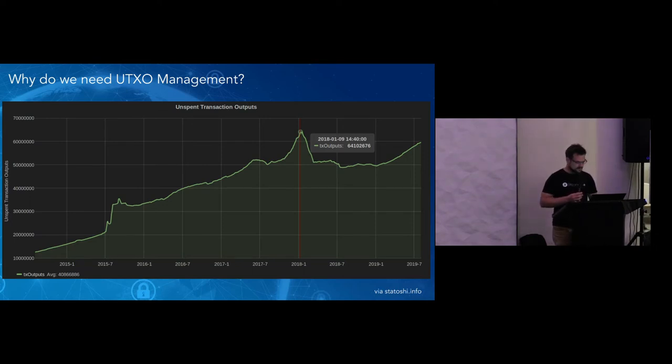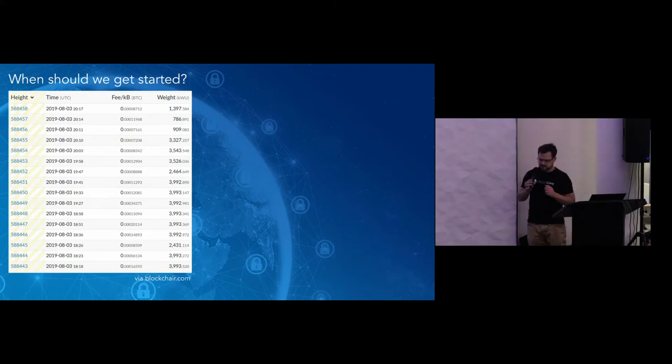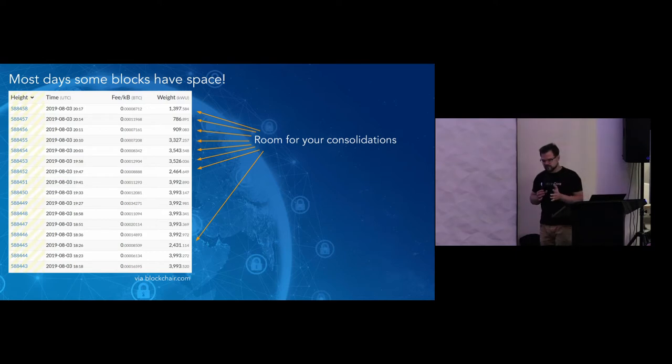Well, anyway, I think that we should start caring about unspents, and the question is perhaps, when should we get started? And I hope you can read this. This is 16 blocks I picked on Friday evening from blockchain.com. And on those 16 blocks, there was room for consolidations. 8 of these blocks were not full.